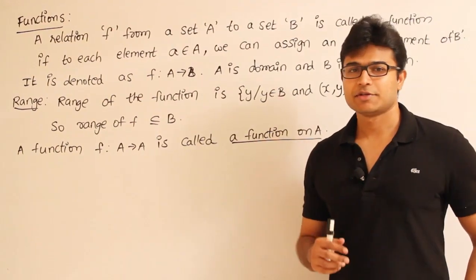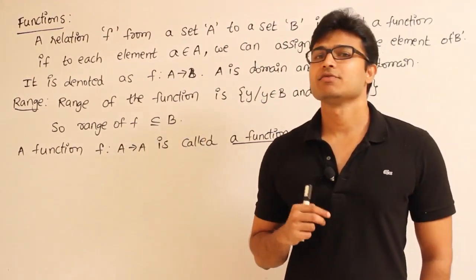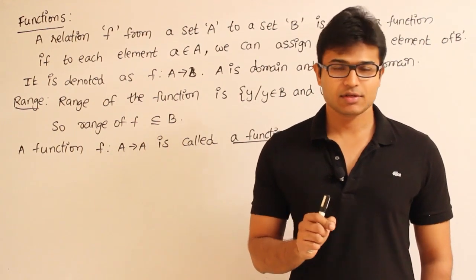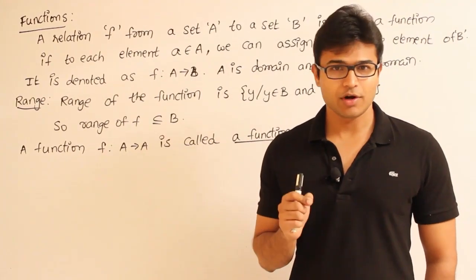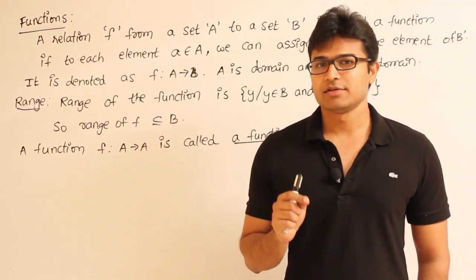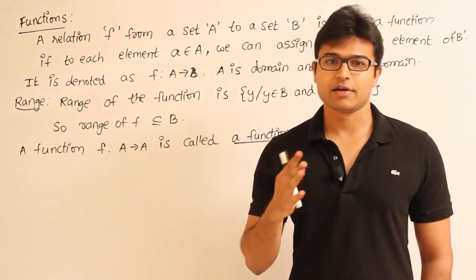Now let's look at some special type of relations. They are called functions. A function is also a relation. So we know what a relation is, isn't it? A relation is nothing but a subset of the Cartesian product.